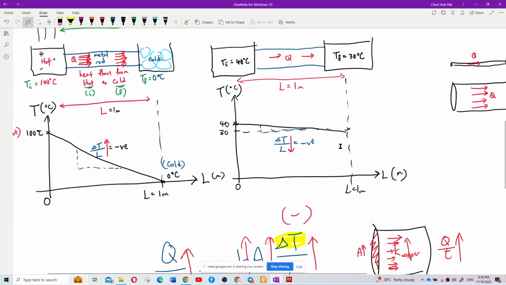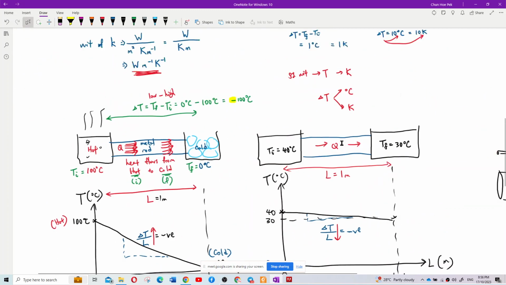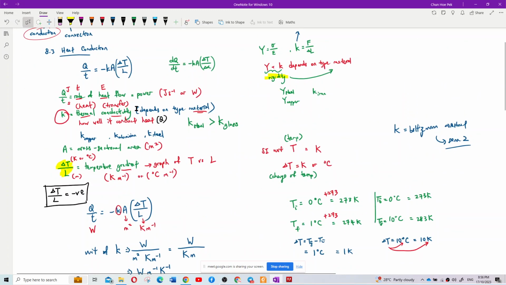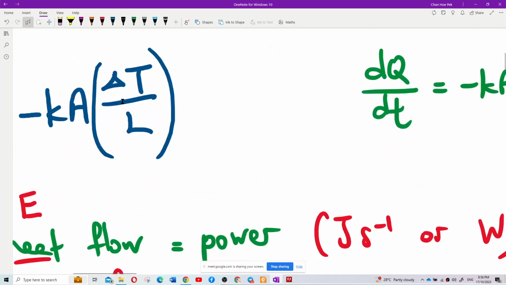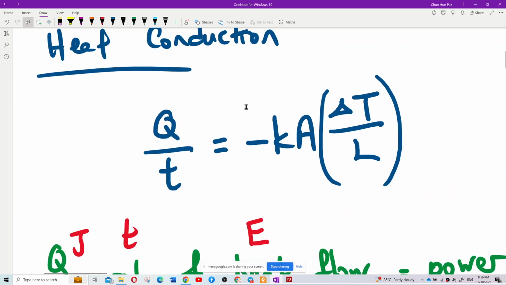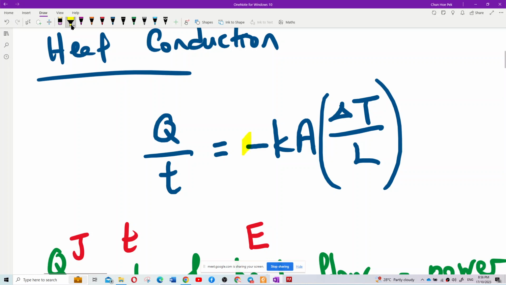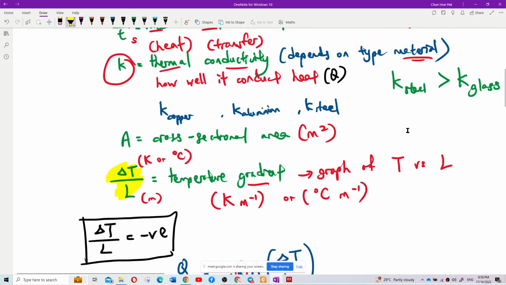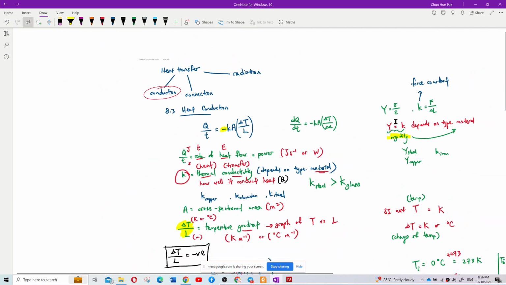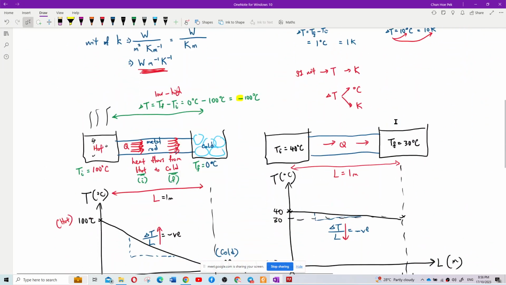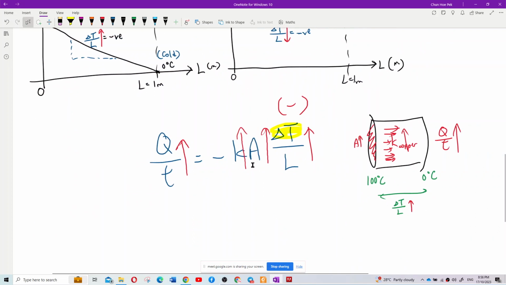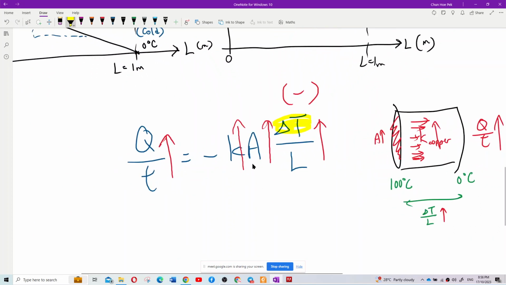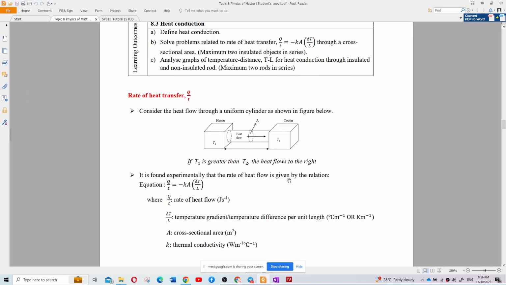Okay. Now, class, why does this equation have a negative sign over here? Why is there a negative sign over there? Look at the notes. What does it say? What is meant by the negative sign?